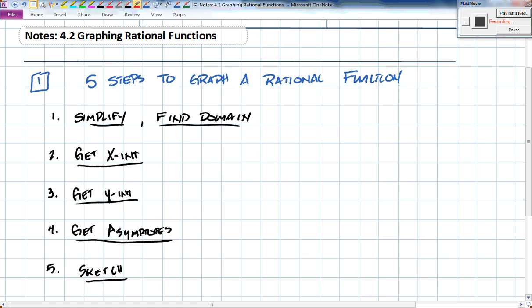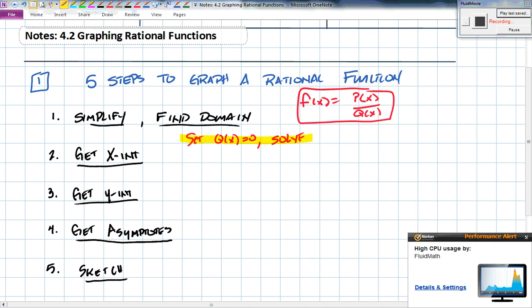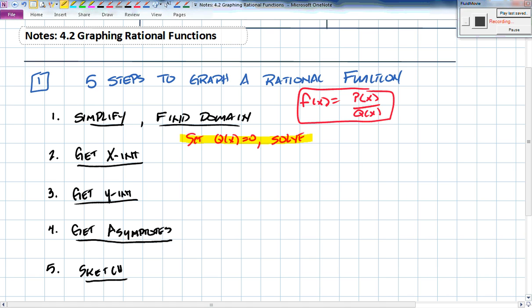So when I'm talking about simplifying or finding the domain, if we're given a rational function, say f of x equals p of x over q of x, how do we find the domain? Exactly. We're going to set q of x equal to 0, and we're going to solve. That's exactly how we're going to do that part. So the highlighted part is how we accomplish the step. All right. Intercepts.